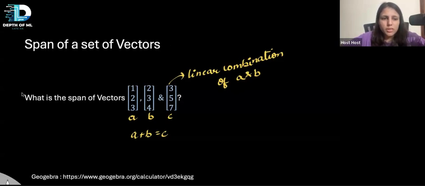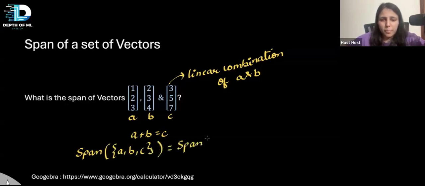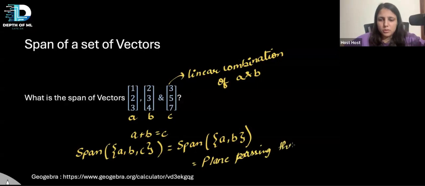Okay. So Nabodha is saying that it will be the plane on which they lie, right? They means A and B, right? So basically, the span of A, B, and C will be equal to the span of A and B only, because C is a linear combination of A and B, which means a plane passing through A, B, or a plane where A and B lie. Clear?